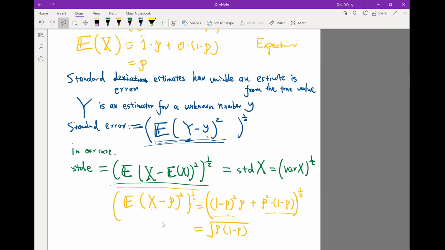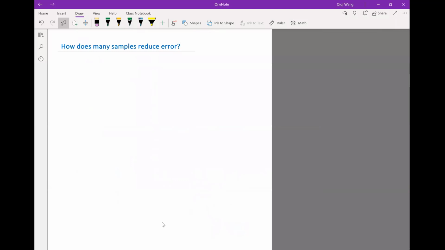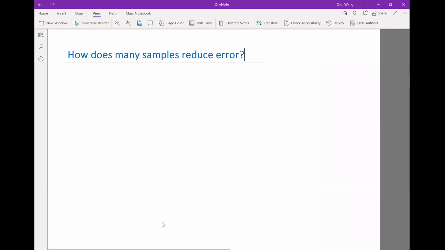The next thing we want to look at is how including many samples, rather than a single sample, reduces error. We have observed that if we use more samples, we get less error. And the question is exactly how much less error more samples lead to. First of all, this is something we can do both experimentally and analytically.